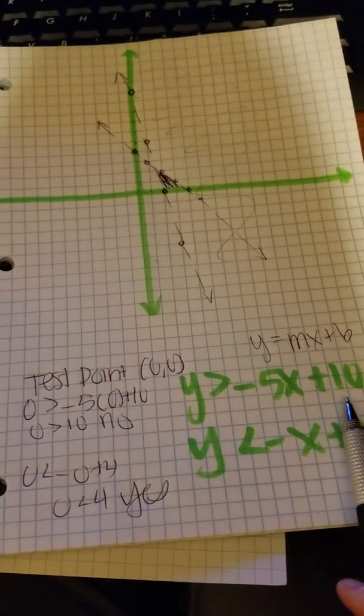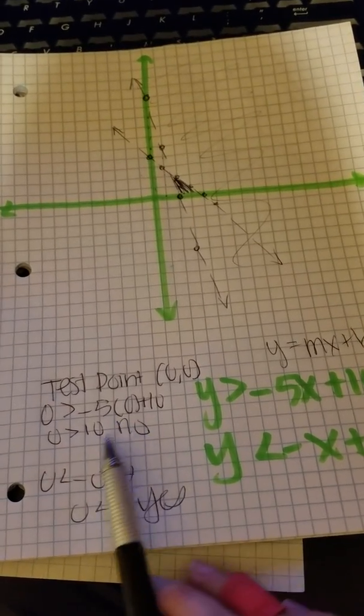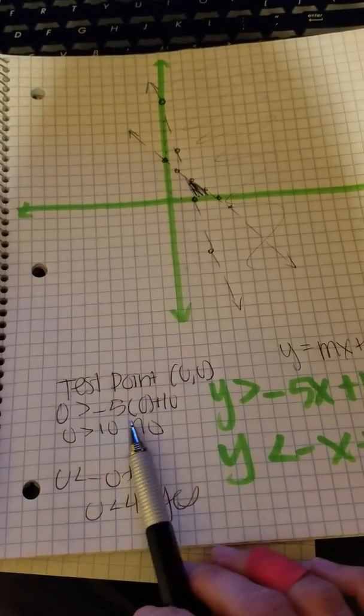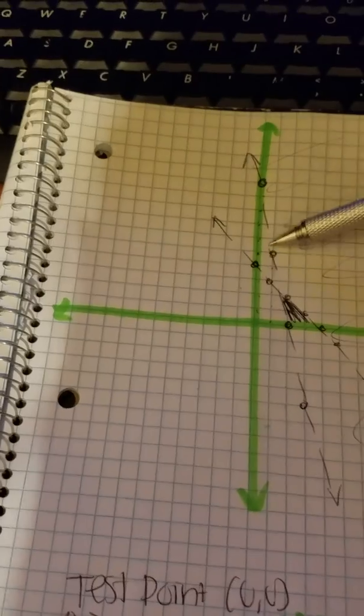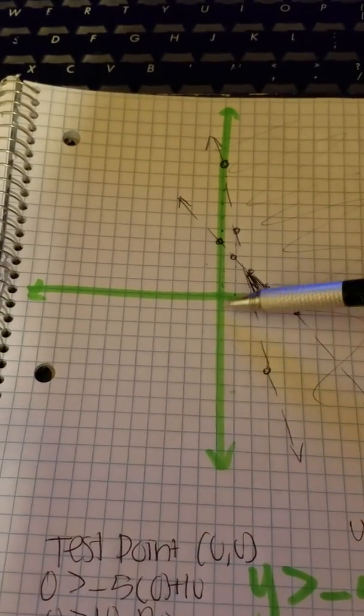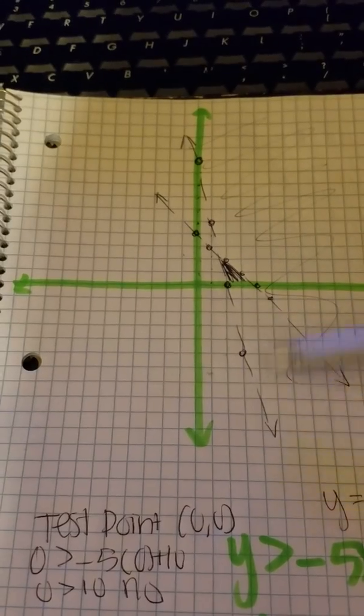Is 0 greater than, well, -5 times 0, 0, and then you've got your plus 10. So is 0 greater than 10? And it's not. So that's telling me that here is the line. Remember that 0, 0 is not a solution, so I'm not shading over here. I would then shade on this side of that line.